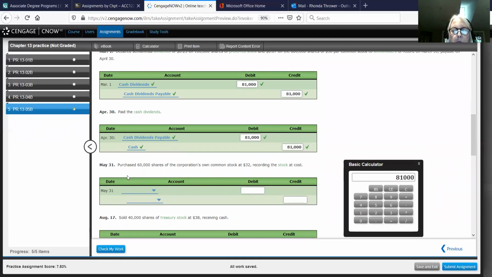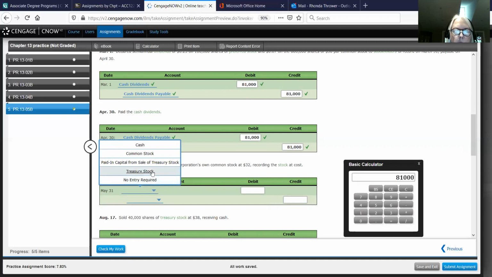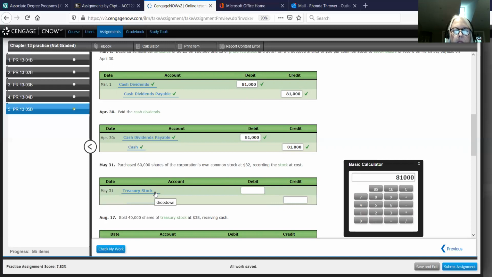On May 31st, we purchased 60,000 shares of the corporation's own common stock at $32. We're going to record the stock at cost. We record it at cost because it's treasury stock. Treasury stock is a contra stockholders equity account that has a normal debit balance. It increases on the debit side.